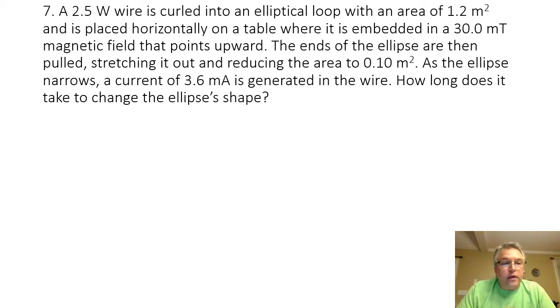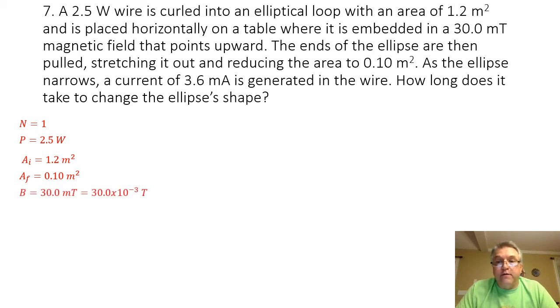We know that there is one loop in the wire. It is a singular loop. We use the singular tense, so we can assume that there is one loop. I know that the power in the wire is 2.5 watts. My initial area of the ellipse is 1.2 square meters. The final area of the ellipse is 0.10 square meters. The strength of the magnetic field is 30.0 millitesla.